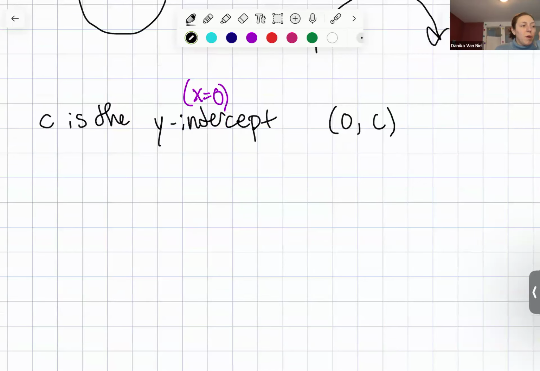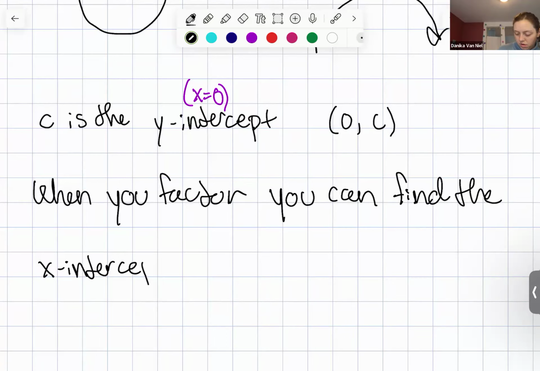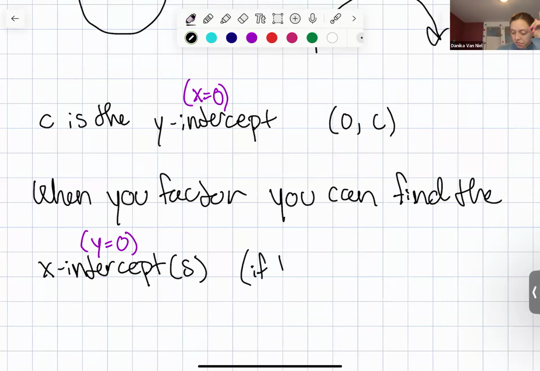When you factor, you can find the x-intercepts, or intercepts, so it could be either one, and then this is when y equals 0. If there is one, sorry. Yep, if there is one. It could be that there isn't.